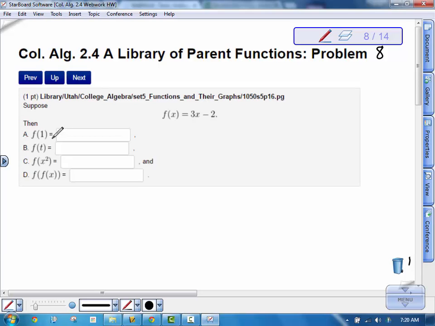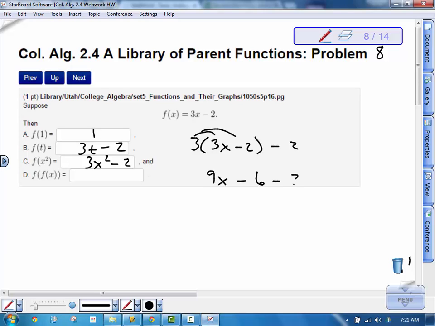All right, next problem is just good practice with function notation. Wants us to plug in 1. 1 gives us 1 times 3, and then -2, and you just get 1. Plug in t, you just get the function back basically, but with the variable t. Plug in x squared, and you just get 3x squared minus 2. And if you plug the function into itself, then you have 3 times, then plug the function in for x. And you can simplify that a little bit. That's 9x minus 6 minus 2, which is just 9x minus 8.